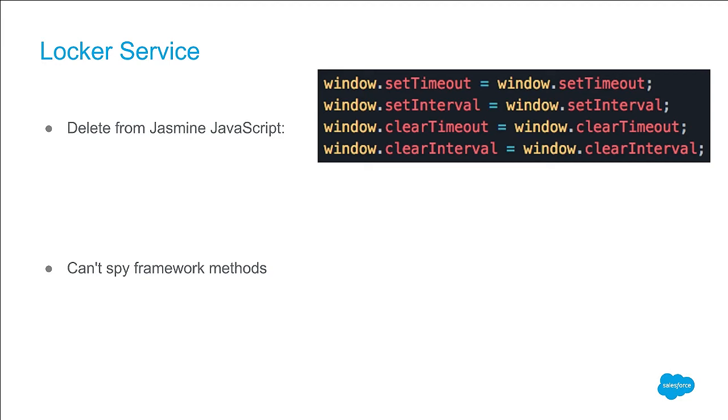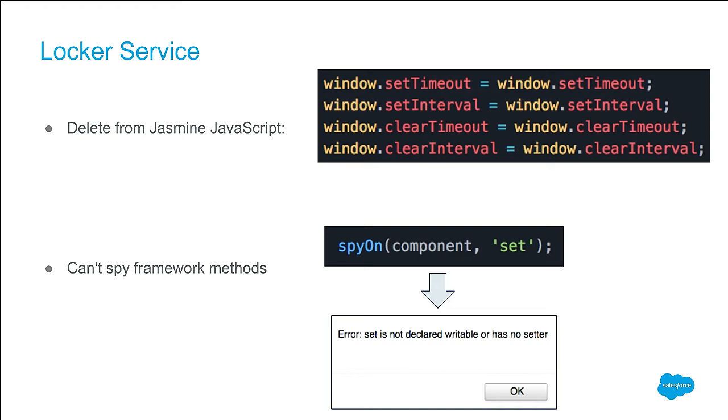The other key thing that the locker service introduces: my original version of this, before the locker service, was doing a lot of stubbing out of the Lightning component framework, things like component.set. And when I try that with the locker service on, I get a lovely error saying that nothing's writable anymore. So you can't spy on framework methods. What you have to do is effectively isolate any calls to the framework that you would want to stub out, so that you can stub out the method that encapsulates it. So you need to decouple your code an awful lot from the framework as much as possible.